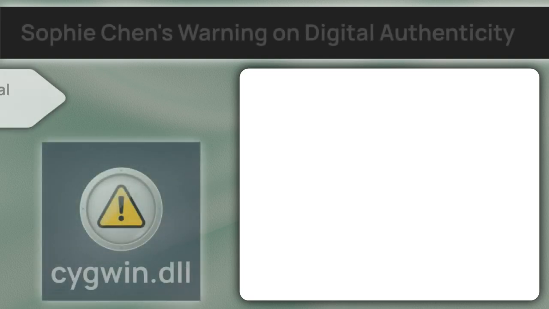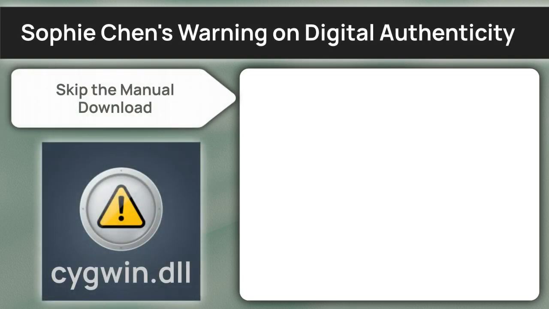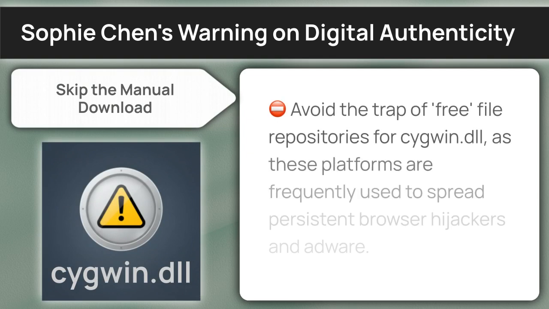Before concluding, I want to address a critical security consideration for maintaining your system's integrity. The version of the Cygwin library DLL found on most download sites is often compiled for different hardware, which can cause your CPU to work harder or crash.